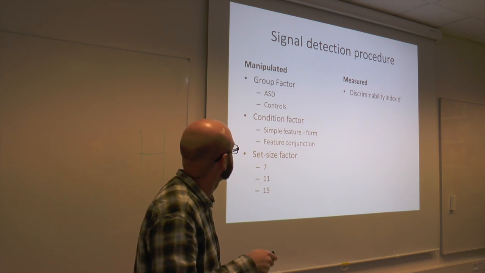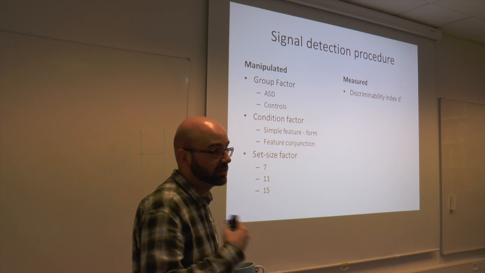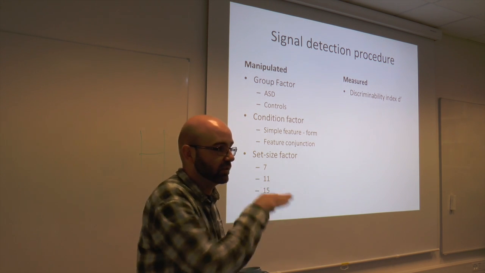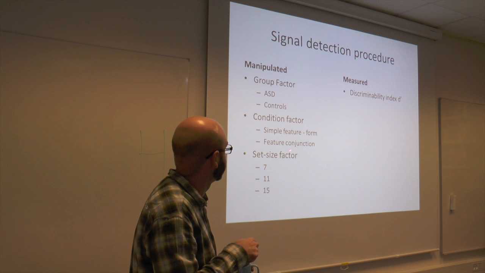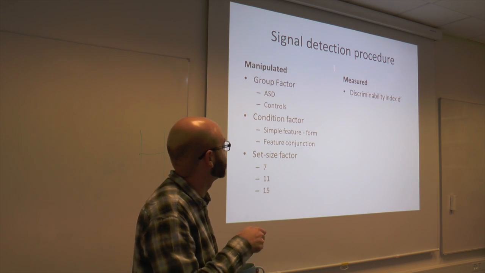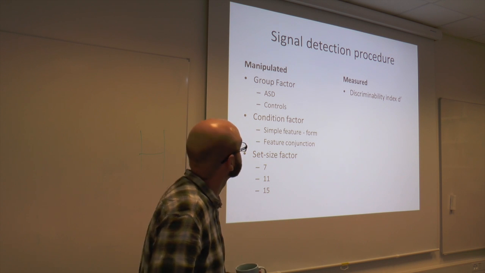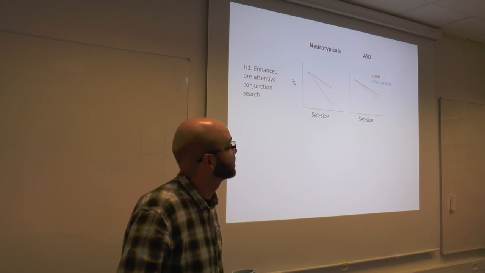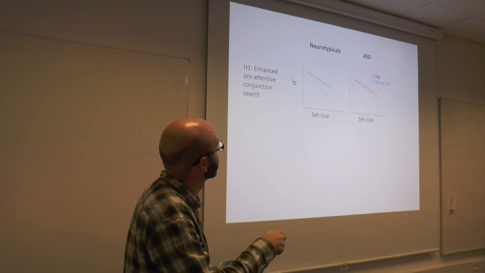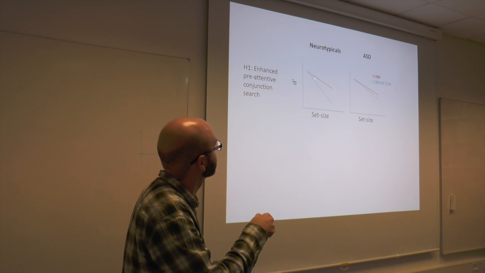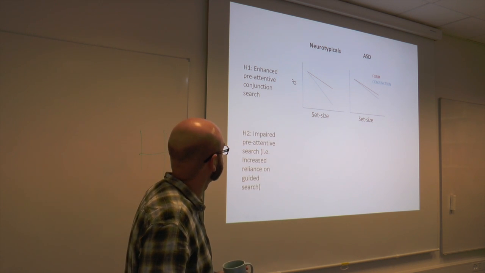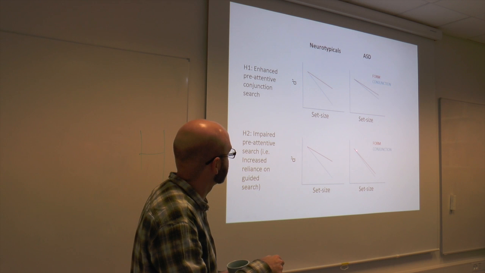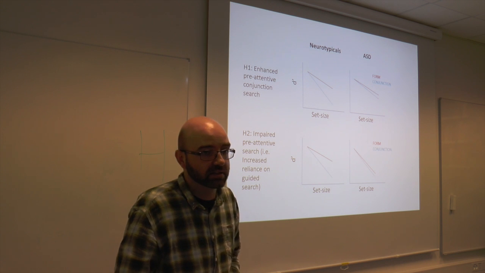And then the question was, when did the target appear, the first time or the second time? So here we had two conditions. It was either the simple feature task, the cross with the T's, and we varied how big the set size of the display was, and we measured people's ability to discriminate between those two trials. And so for hypothesis 1, we should expect something that looks like this, where people get better at discriminability for the conjunction task than the neurotypicals would be. For the second hypothesis, we expect something like this, where autistic people get worse for the form task, the easier task.